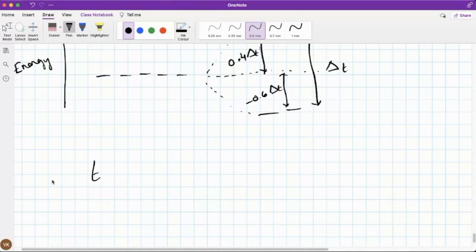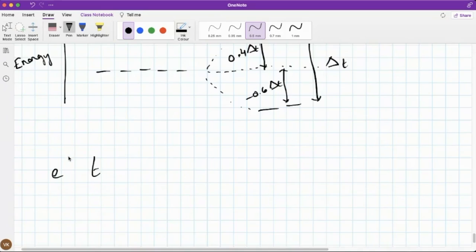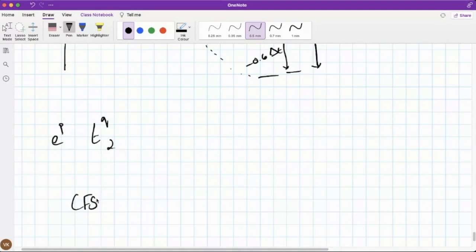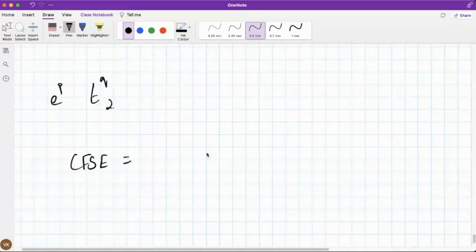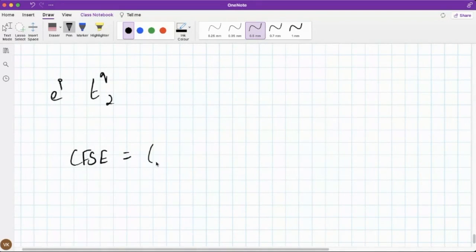So now you have E and T2, and the number of electrons can be p and q. So if I calculate the CFSE here, it is minus 0.6 into p plus 0.4 into q, times delta t. So this is the formula. One can use this formula and calculate.